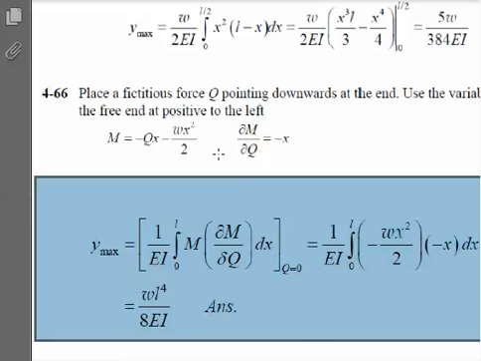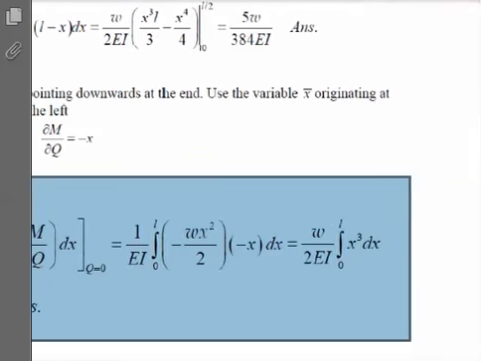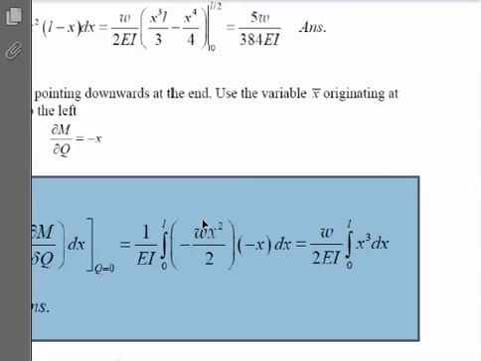So now I'm going to take my moment, set Q equal to 0. And so here's my only moment term, and here's my partial term. So my deflection at the end of the beam is 1 over EI times the integral over the entire length of the beam of the moment times the partial of the moment, with Q set equal to 0. Looking at that, we have the moment is minus WX squared over 2. The partial is minus X.